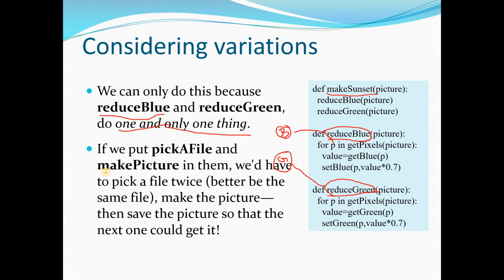If we put pick a file and make picture in each function, then we would have to pick a file twice. Every time, if I put pick a file and make picture here, and pick a file and make picture here, then every time I have to choose the file again, and this is not good. That's why we make the function such that the picture is coming from the outside as an input.